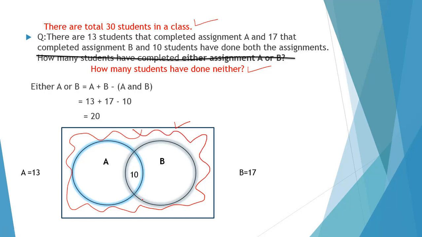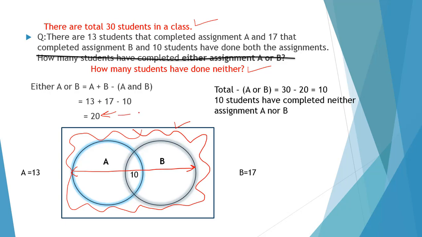First, we have to calculate the number of students inside the circular areas, either A or B, and then subtracting this number from the total number of students, 30 minus 20, 10.